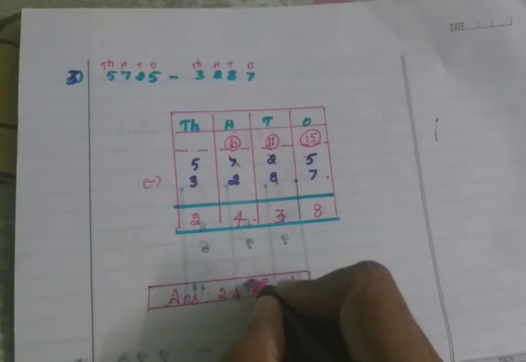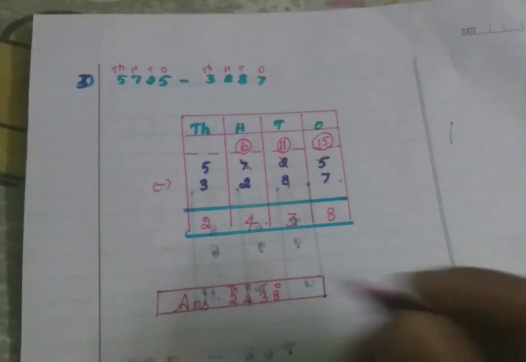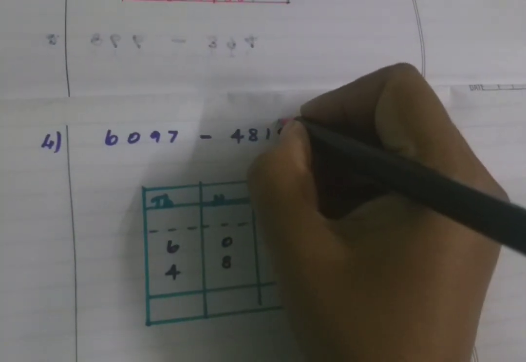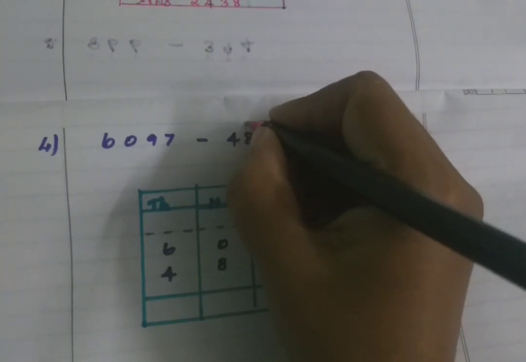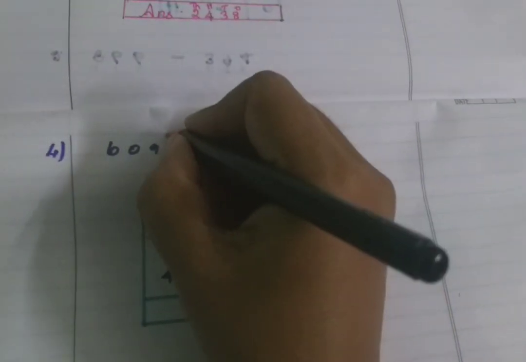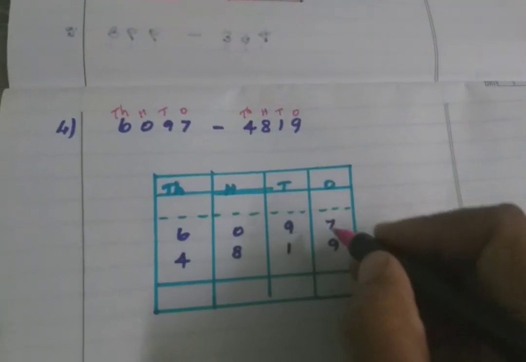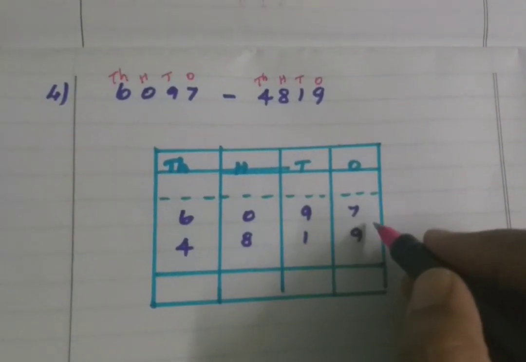2438 ones, tens, hundreds, thousand. And the last sum. Immediately you should write the ones, tens, hundreds, thousand. And here, where is the greatest number?